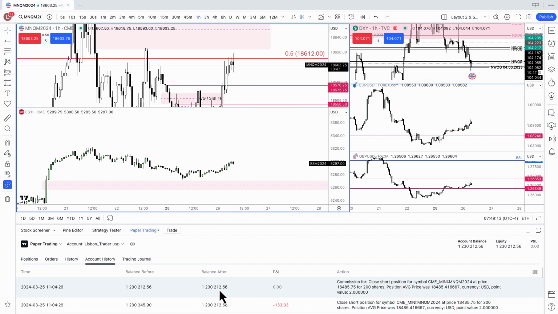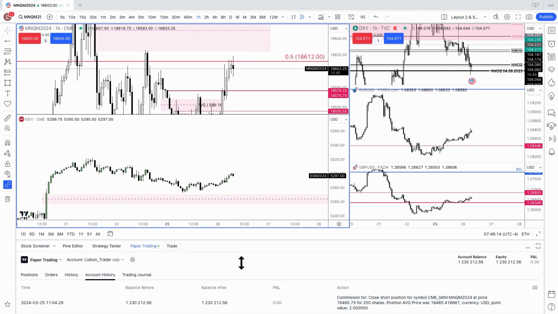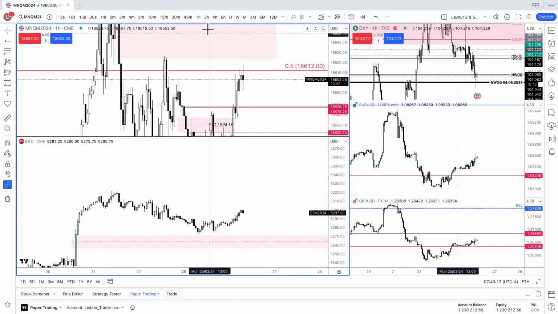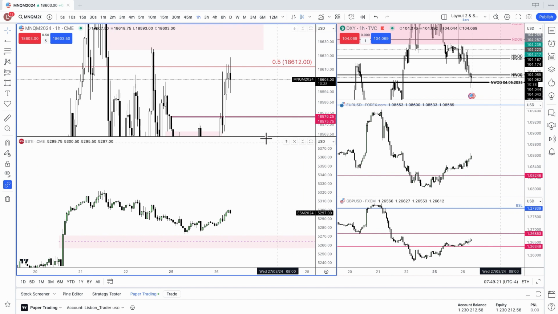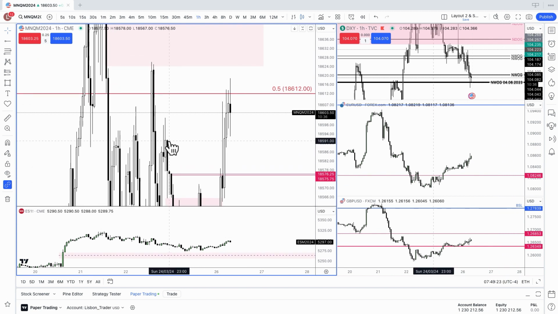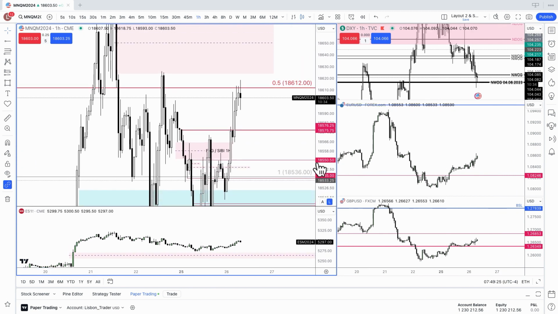So yesterday was a bumpy road. Let's see what we can do today. Let's evaluate this first. So yesterday I was targeting this no wick candle, and it tagged it today there.